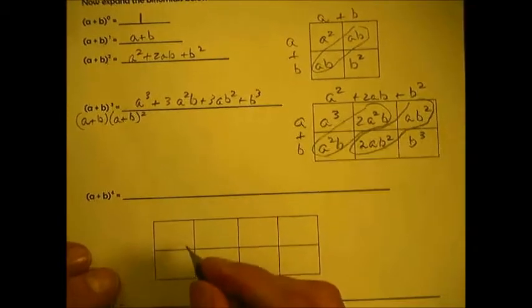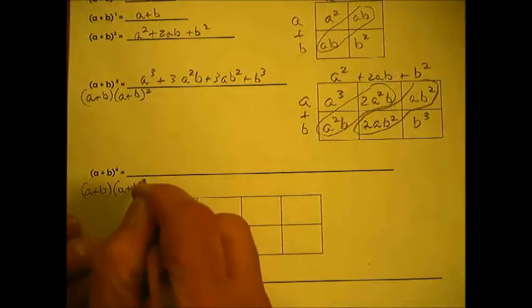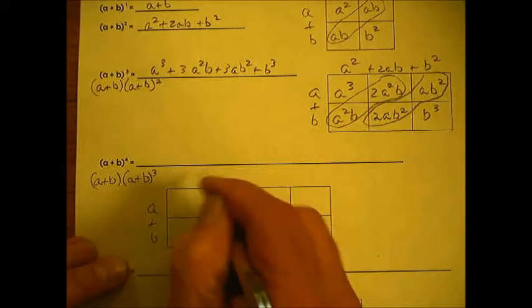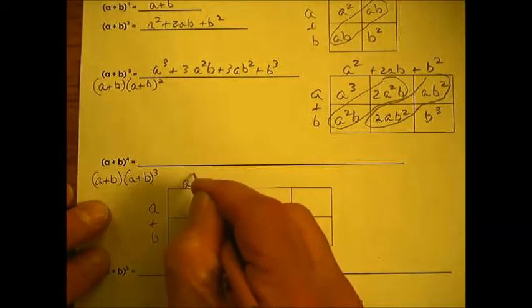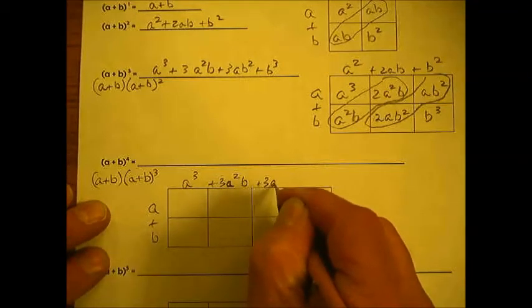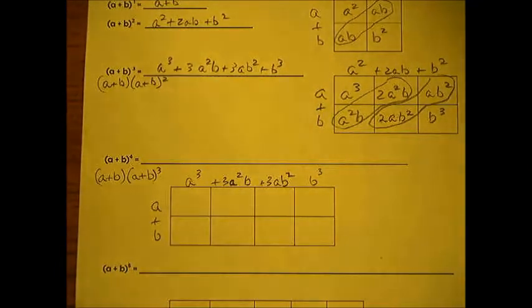Alright, so then if we're going to do a plus b to the fourth, I can say that that's the same thing as a plus b times a plus b cubed. And this time I'm going to put my a plus b here, and I'm going to put my answer to my a plus b cubed up on top here, a cubed plus 3a squared b plus 3ab squared plus b cubed. And I'm going to pause the video right now, and I'm going to let you do that because it's good practice for you. And I'll turn it back on in a minute, and you'll be able to check to see whether or not we got the same answer.